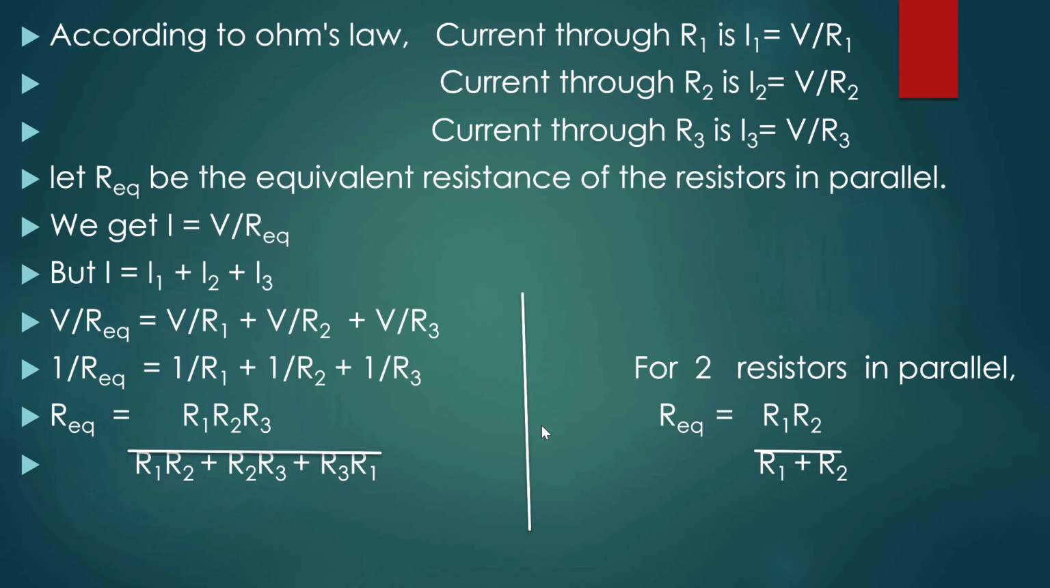Again, I am just repeating: the equivalent resistance for three resistors in parallel is equal to R1 R2 R3 by R1 R2 plus R2 R3 plus R3 R1. And for two resistors in parallel, R equivalent will be equal to R1 R2 by R1 plus R2.